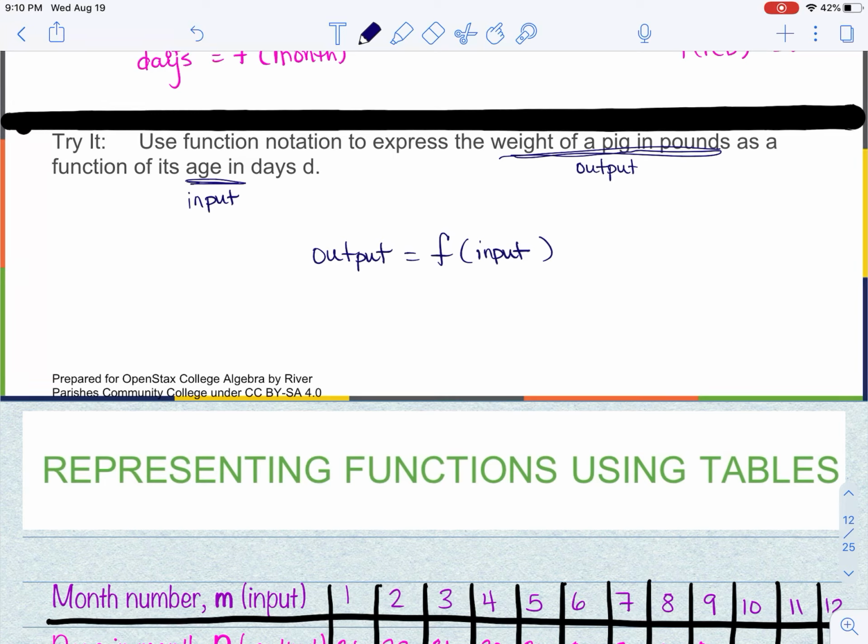So in this case, the weight in pounds, so I'm just going to use P for pounds, is equal to the function of A. Or actually they said age in days, D, so we'll use D instead of A. So you could write it in words. Weight is a function of age in days. You could write it like that.